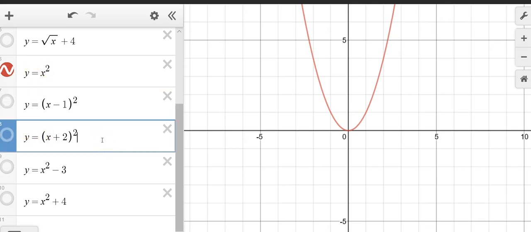So what do you think is going to happen on this one? It's going to go left 2. You are correct. Okay? If you're not writing examples down, remember, you get to use your notes when you're taking tests, right?